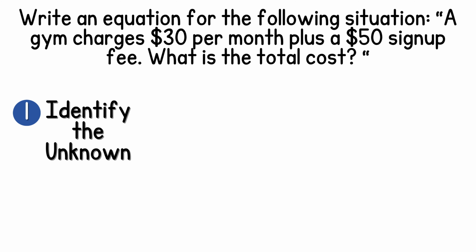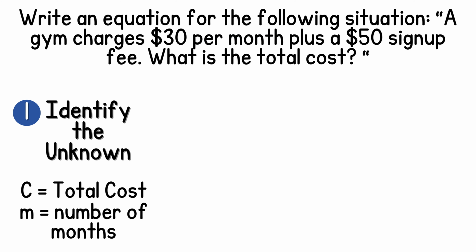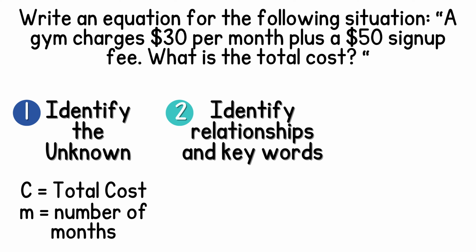We'll start by identifying the unknown. The question asks, what is the total cost? Since we don't know this, we'll just call it C for now. We also know that the gym charges $30 per month, but we don't know how many months are being counted. So we'll let M represent the number of months. Now let's identify any relationships or keywords that we see. The keyword per tells us that we're going to multiply, and the keyword plus tells us that we'll add.